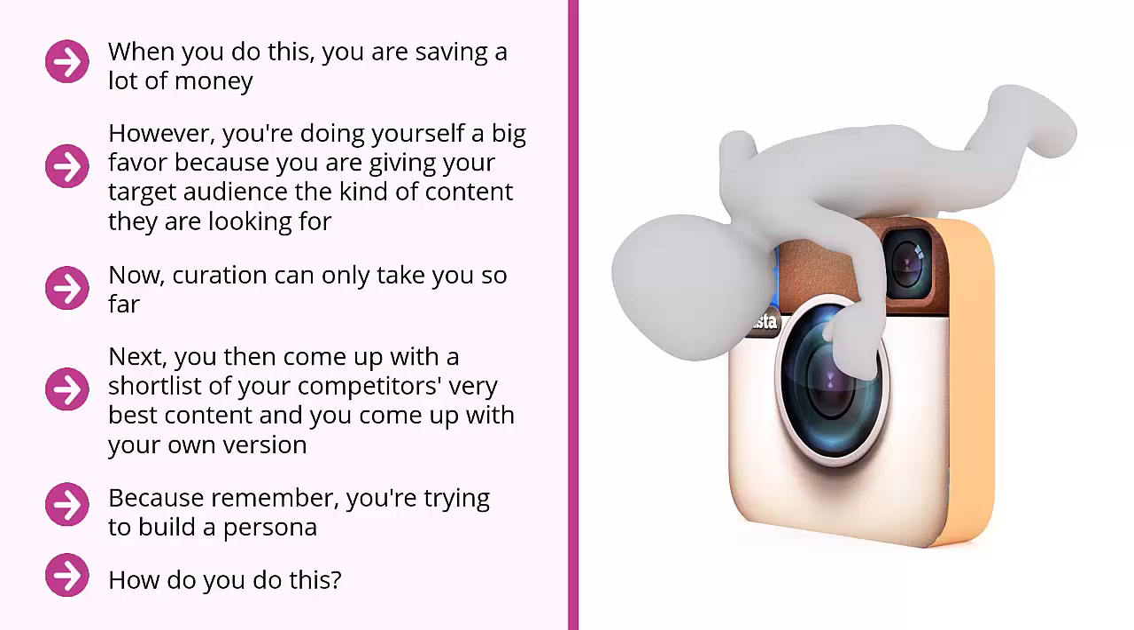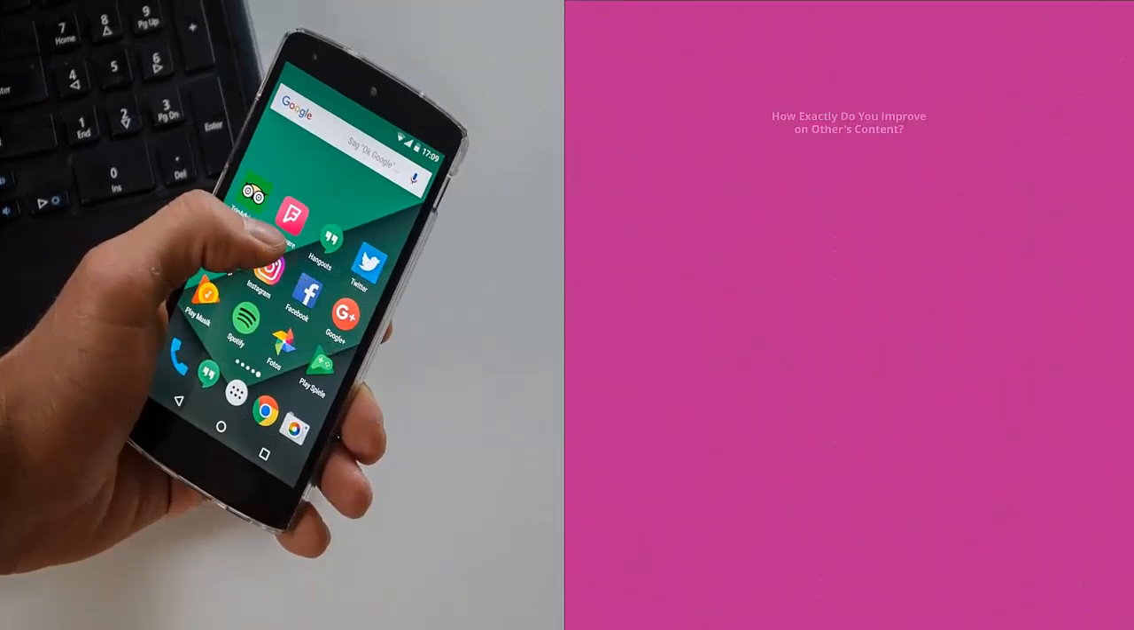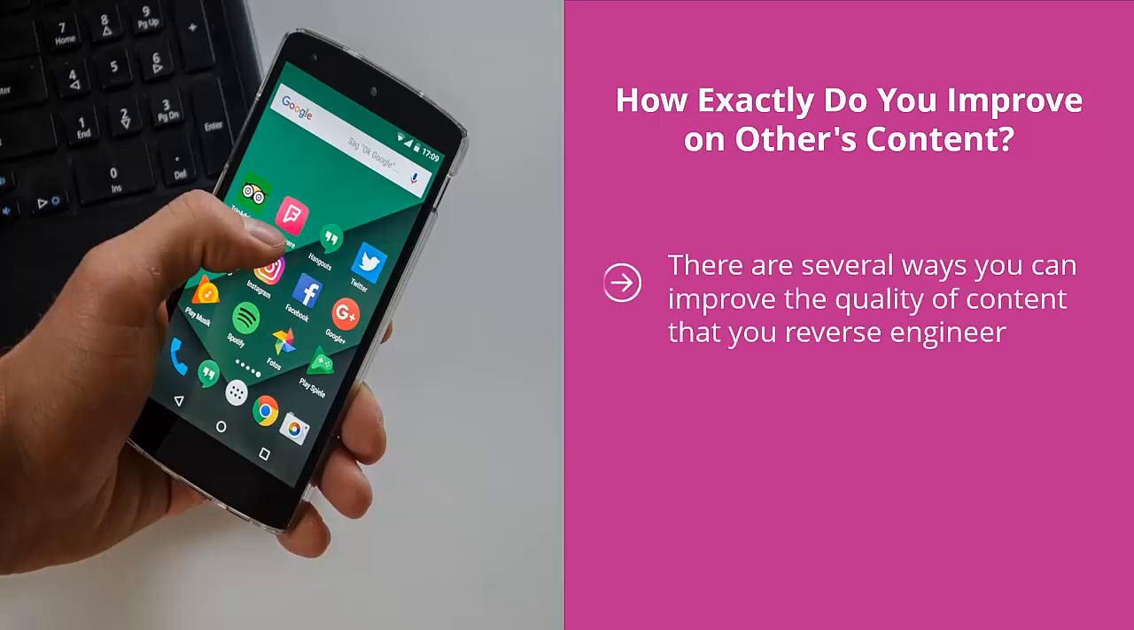You improve the best existing niche content you find on Instagram and you publish this as your own. By paying attention to video 4 and figuring out what is the hottest content in your niche, you then come up with your own version and then use this on your own feed. You rotate these along with the curated content that you are already publishing. How exactly do you improve on others' content? There are several ways you can improve the quality of content that you reverse engineer.